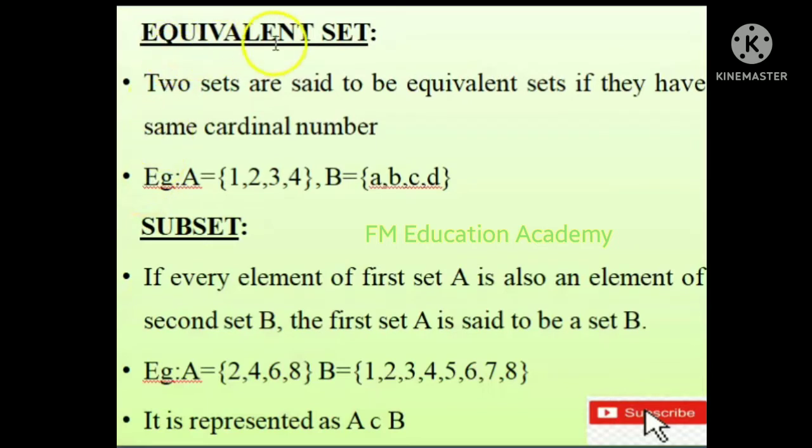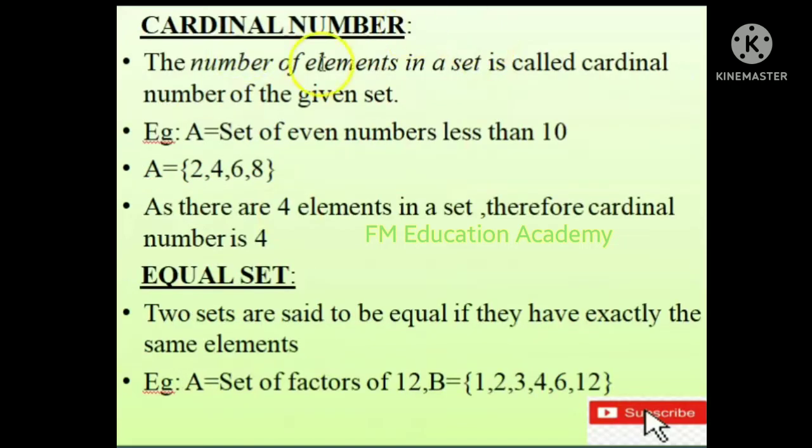The next set is equivalent set. Now what is equivalent set? Two sets are said to be equivalent if they have the same cardinal number. So for that, we need to know what you mean by cardinal number. Cardinal number means the number of elements in a set.